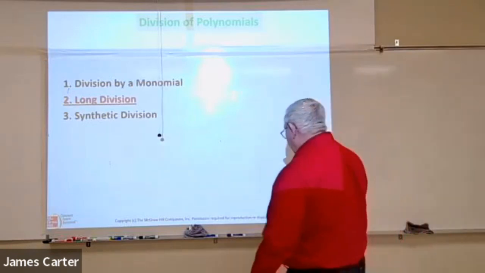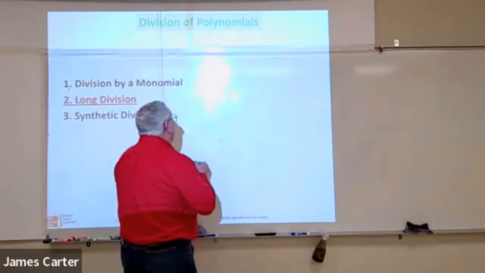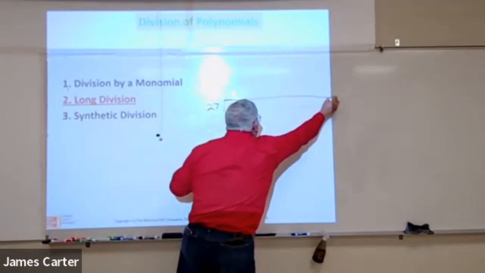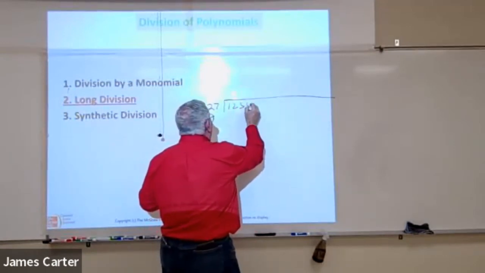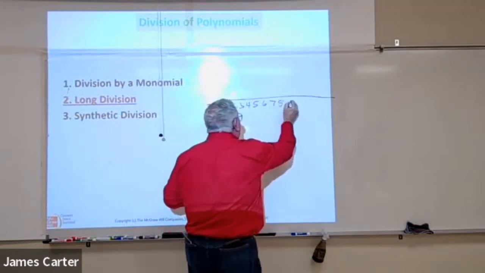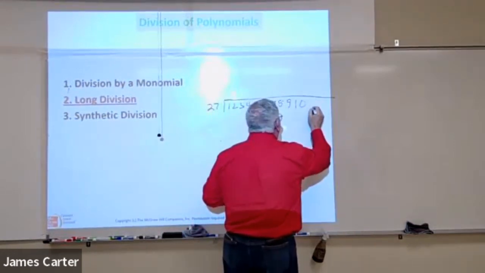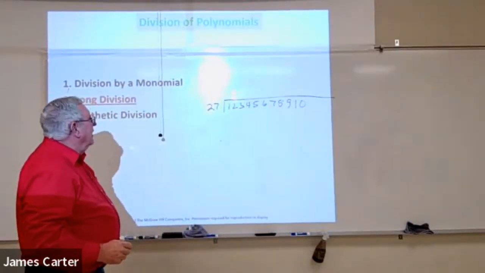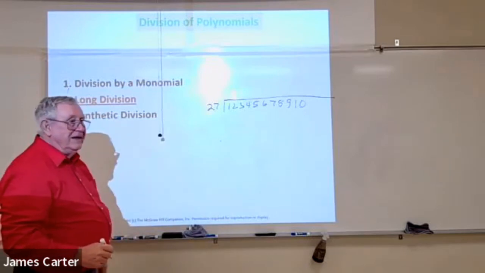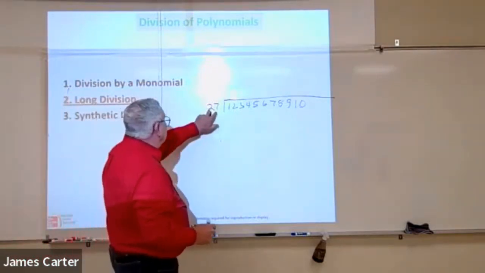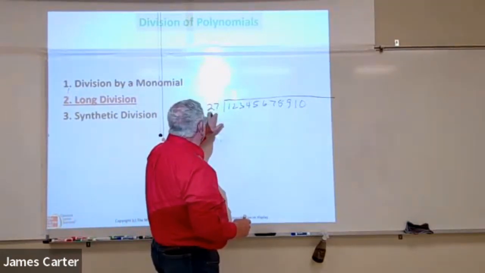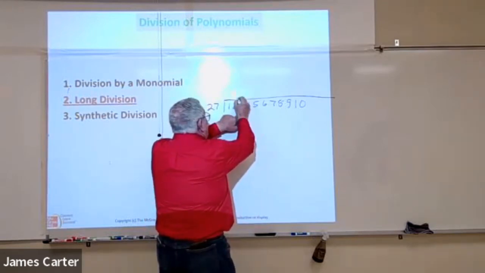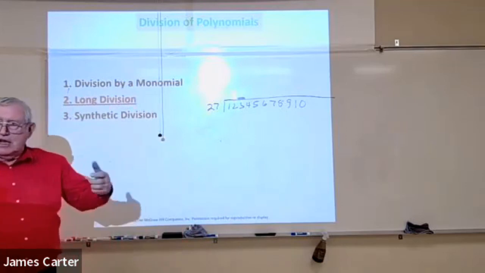Okay, let's look at an example. 27 into 1, 2, 3, 4, 5, 6, 7, 8, 9, 10. Okay, that's far enough. Now, if I wanted to divide that, first place, I got 2 digits right here. I got 2 digits right there, but 27 won't go into 12, right? So right here has got to be the first number of my answer. So that's how I kind of figured that out.